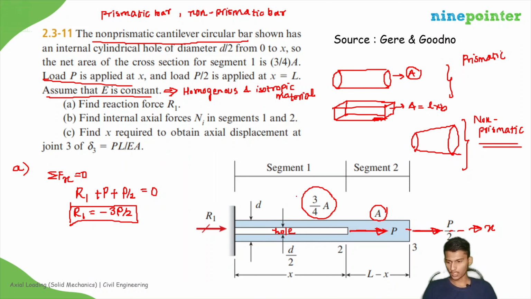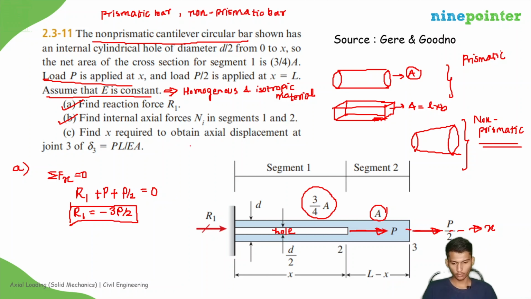So we completed part A. Part A answer is minus 3P by 2 and we completed part B. N1 is 3P by 2 and N2 is P by 2. Now let us go to part C. Find x required to obtain axial displacement at joint 3. Joint 3, delta 3 is equal to PL by EA.